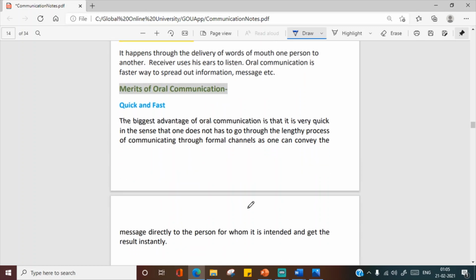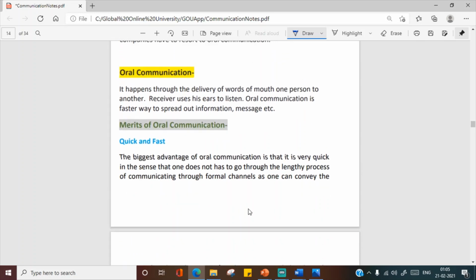Next you have oral communication. Oral communication is delivery of words of mouth of one person to another person. The receiver uses ears to listen. Oral communication is a faster way to spread out information or any kind of message. So some merits are quick and fast.